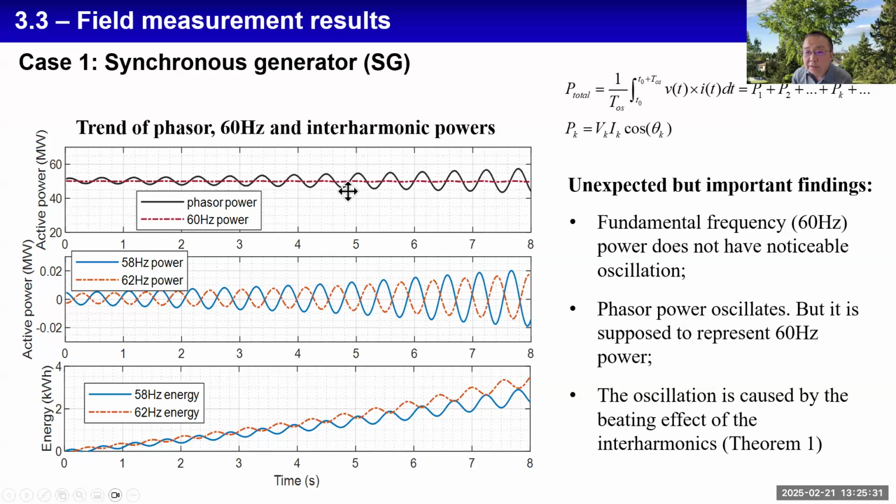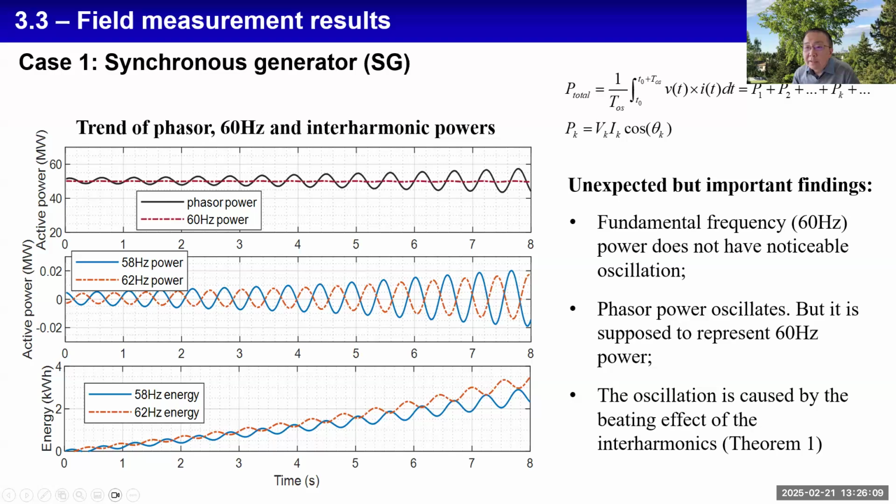The most interesting part is that we see that the phasor power oscillates, but the actual 60 hertz power doesn't oscillate. I had always had the impression the phasor power is supposed to represent 60 hertz power. Actually, this is not the case. So that means the oscillation is actually a beating phenomenon caused by the interharmonics. Why this interharmonic power oscillates, there is more detailed analysis in the paper. I don't want to waste time explaining this phenomenon.